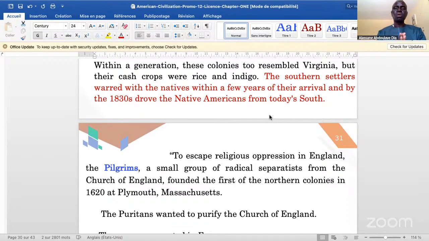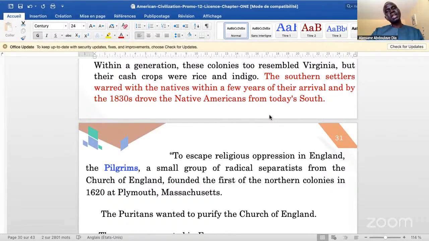So within a generation, these colonies resembled Virginia, but their cash crops, meaning commercial crops, were rice and indigo. In Virginia, people grew tobacco, but here the difference is they used rice and indigo. Indigo, c'est le bleu, okay? And rice. So the southern settlers warred, it means they launched war. They waged war with natives within a few years of their arrival.